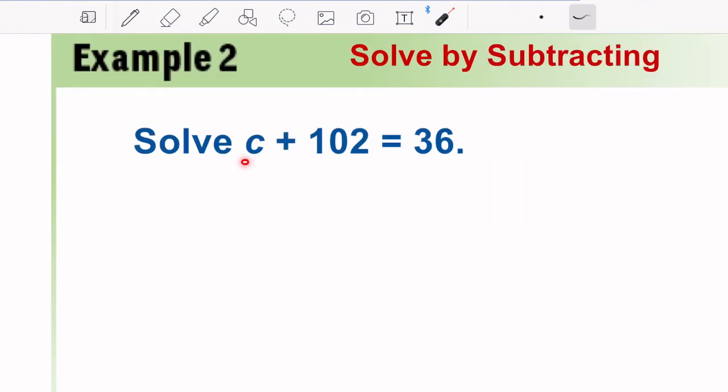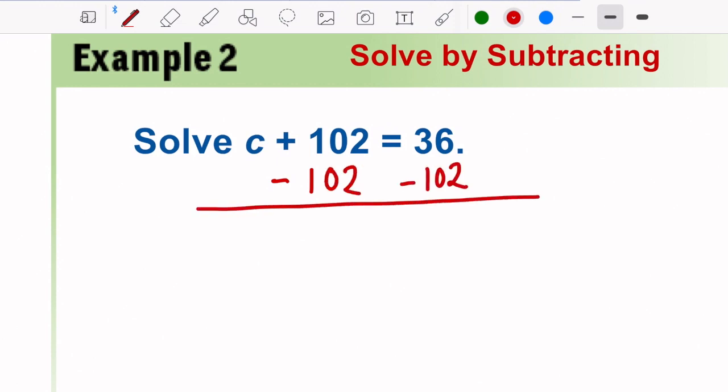So this example says solve by subtracting. So it says c plus 102 equals 36. So I see that to the c, I'm adding 102. So the opposite of adding 102 to the c is to subtract 102. And that's why on both sides of my equal sign, I'm going to subtract 102.